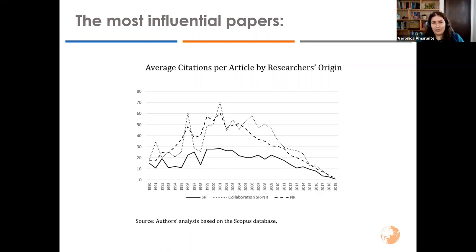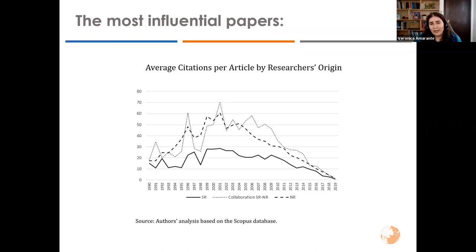First of all, this graph shows the average citation per article for each one of those 25,000 articles, and we see this inverted U form, which basically indicates that those papers that were published more recently tend to get a smaller number of citations, but that this will be changing in time. And it's clear that articles written by South researchers get a considerably smaller number of citations.